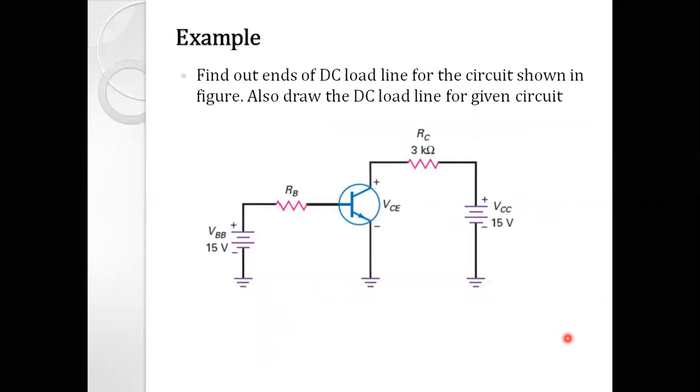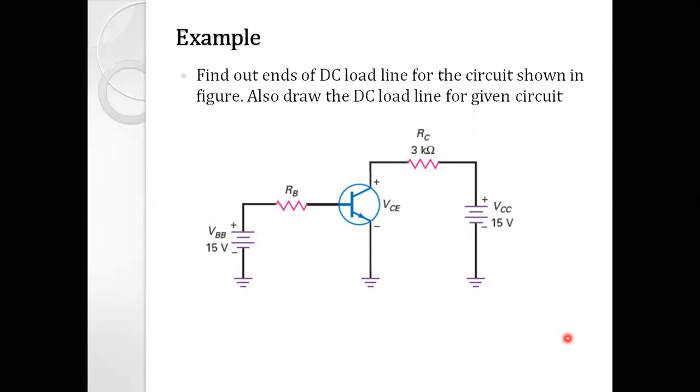Moving ahead, the next example is to find the ends of the DC load line for the circuit shown in the figure. Also draw the DC load line for the given circuit, right? So ultimately, the meaning of this problem statement is to find out the DC load line.